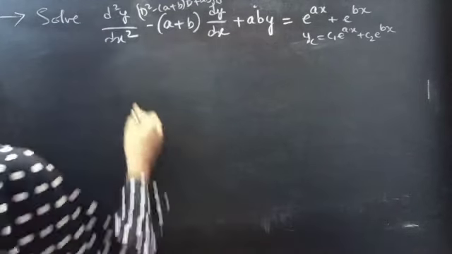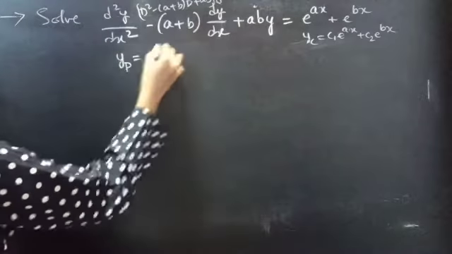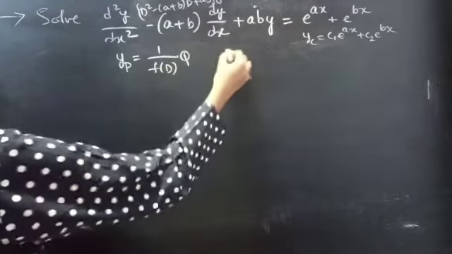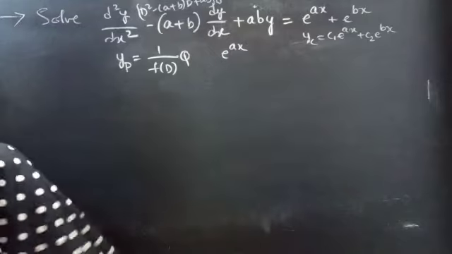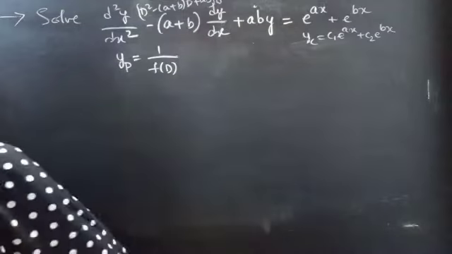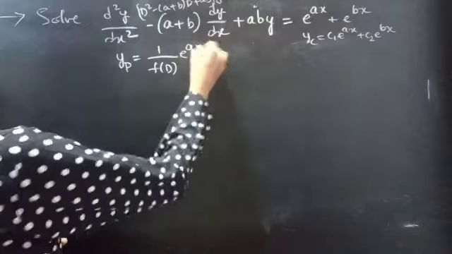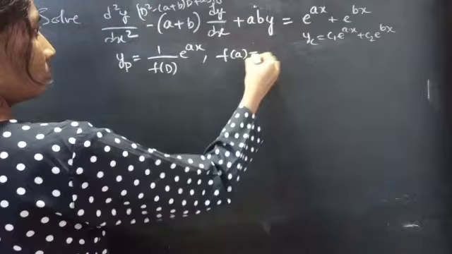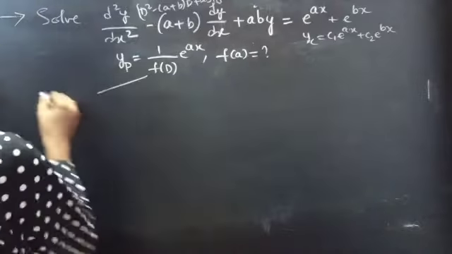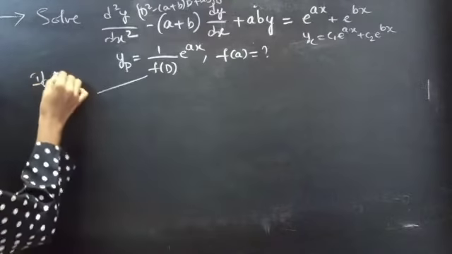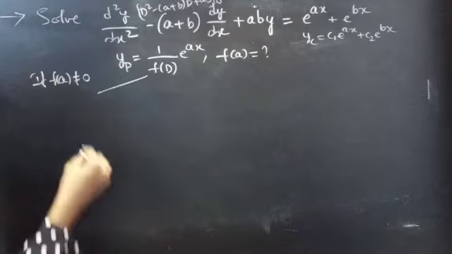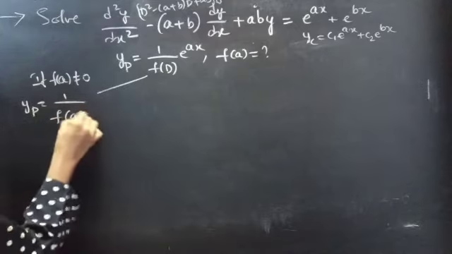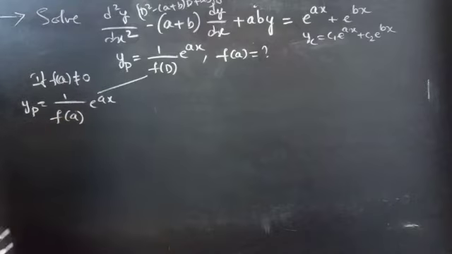So let's see how to find particular integral firstly. Yp is given by 1 by f of D into Q, for Q being e power ax. Here first you'll find f of a. If f of a is not equals to 0, you'll get yp equals to 1 by f of a into e power ax as your particular integral.